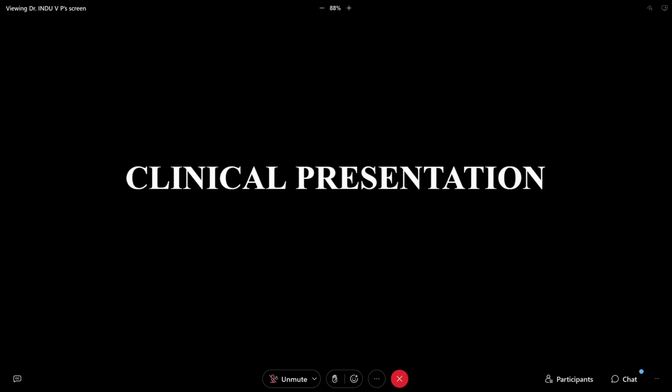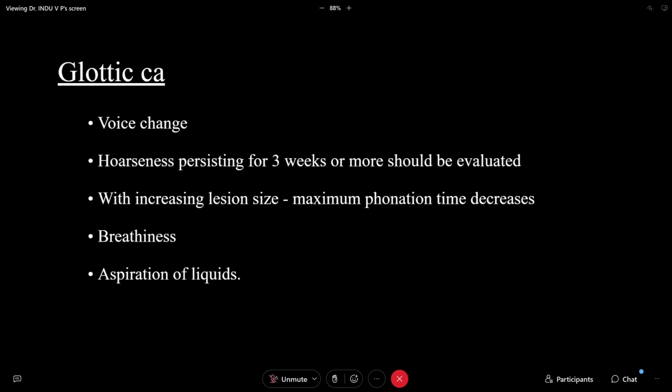So the larynx, from the clinical signs and symptoms itself, gives an idea regarding the epicenter of the lesion. So in glottic carcinoma, it presents early with a voice change. We should remember that any person with hoarseness or voice change of more than 3 weeks has to be evaluated. And with increasing lesion size, the maximum phonation time will be decreasing.